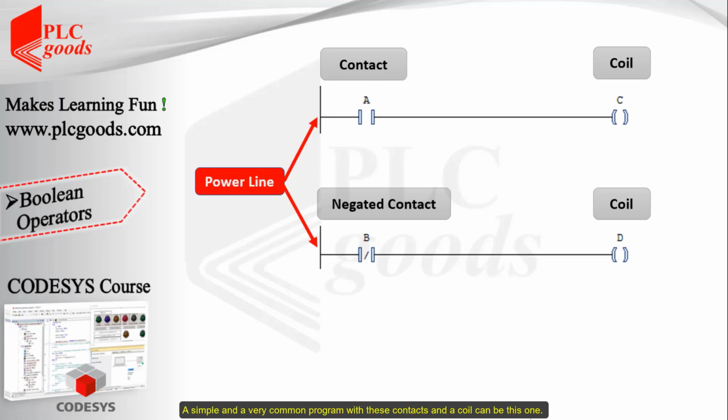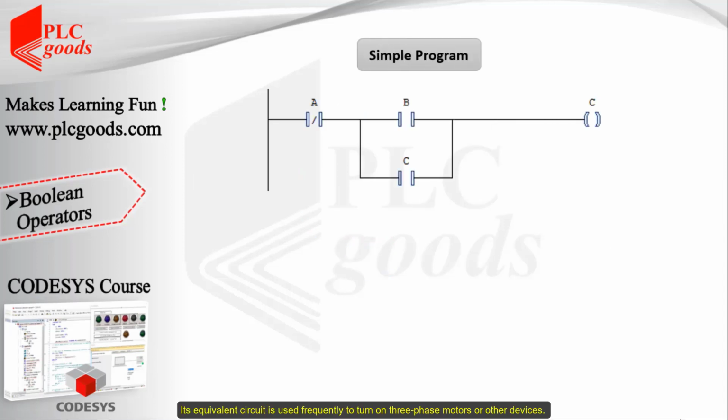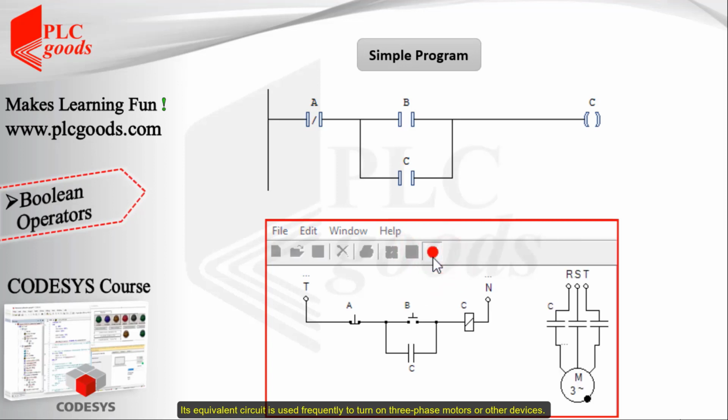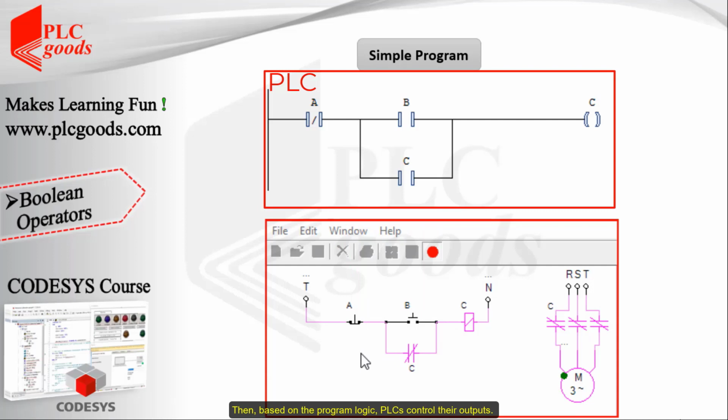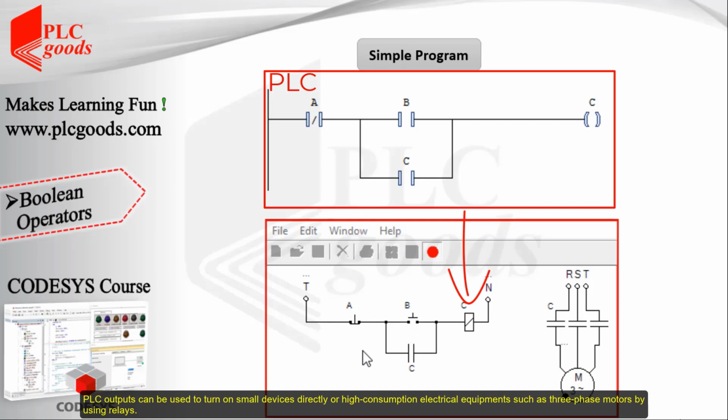A simple and a very common program with these contacts and a coil can be this one. Its equivalent circuit is used frequently to turn on three-phase motors or other devices. Nowadays, electrical signals from all push buttons, switches, and sensors are collected by PLCs. Then, based on the program logic, PLCs control their outputs. PLC outputs can be used to turn on small devices directly or high consumption electrical equipment such as three-phase motors by using relays.